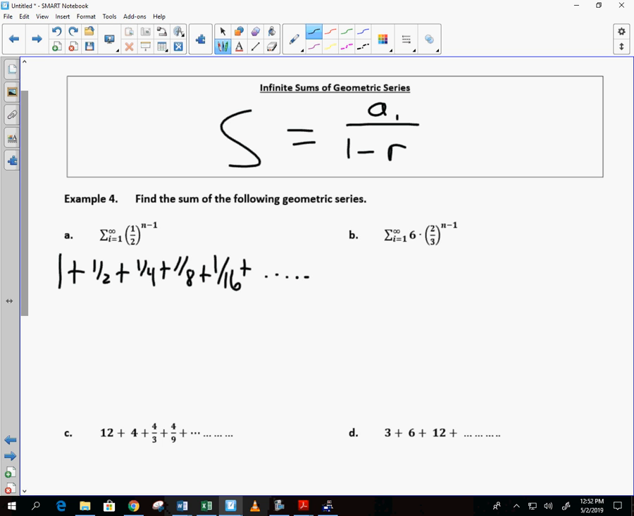So watch what happens. We take the first term, so the sum is equal to the first term, which is 1, divided by 1 minus, what's the ratio? 1/2. What's 1 minus 1/2? That's it.